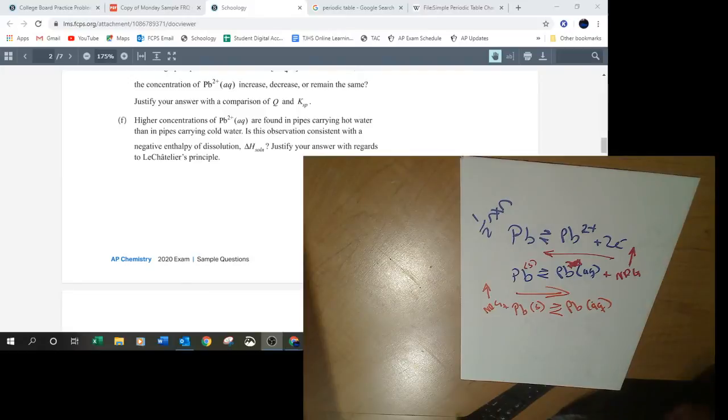Does that make sense? Yeah, it definitely doesn't jive with a negative energy, or a negative enthalpy.